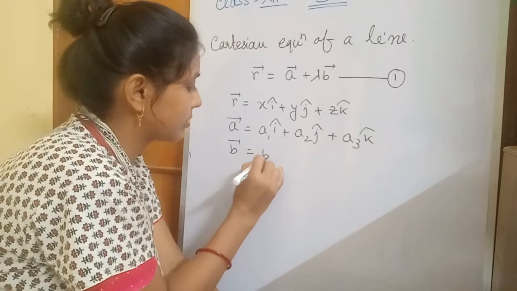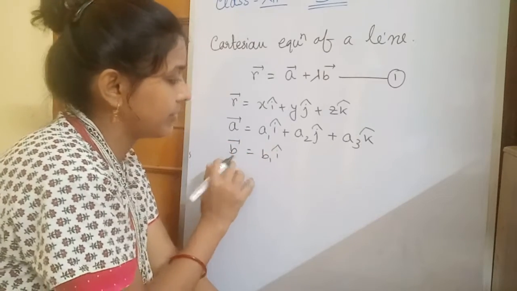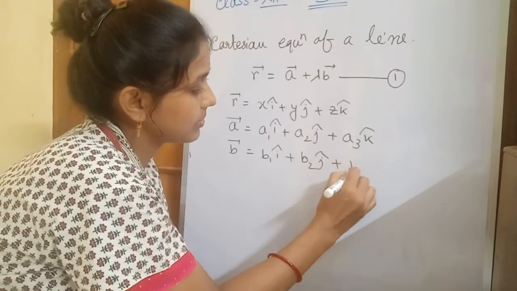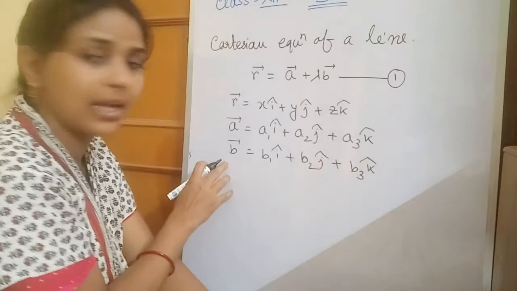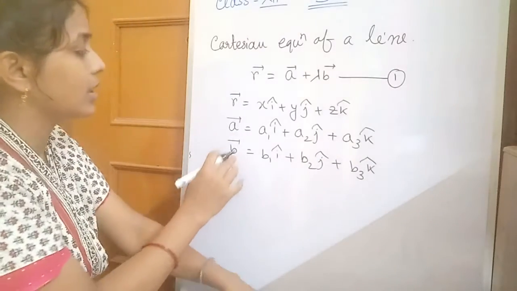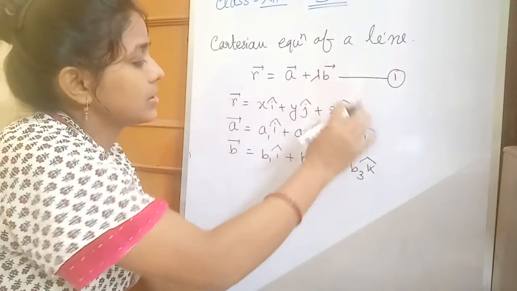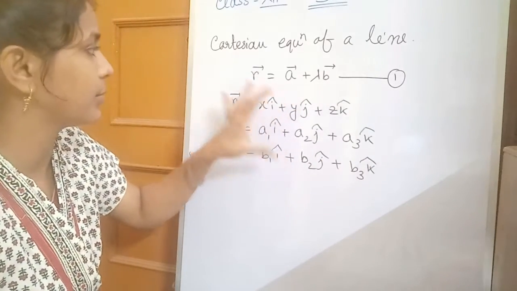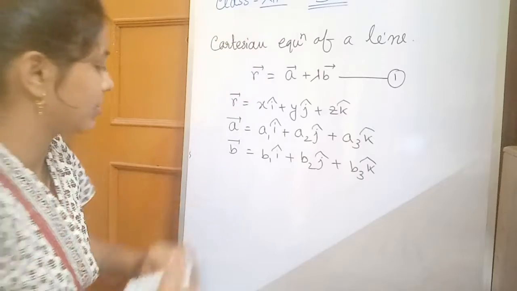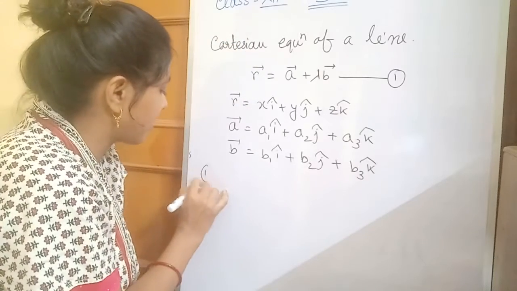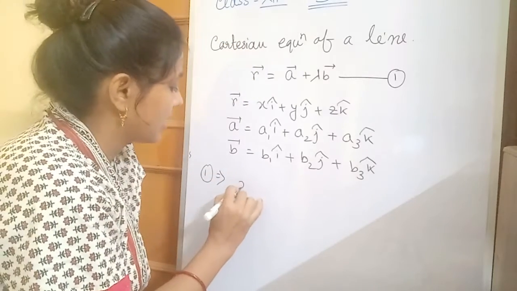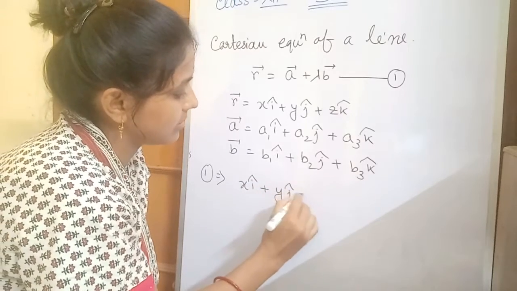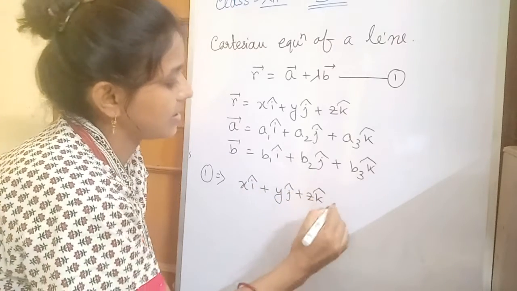The vector b equals b1 i plus b2 j plus b3 k, which is the given parallel vector. Okay, we will now replace these values with components in this equation. So from number 1 we are getting x i hat plus y j hat plus z k hat.